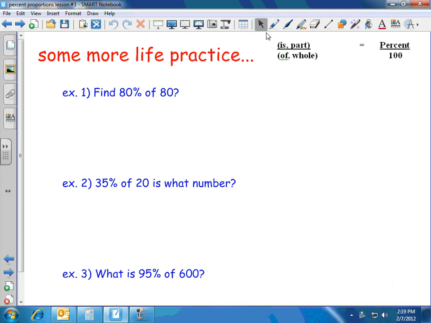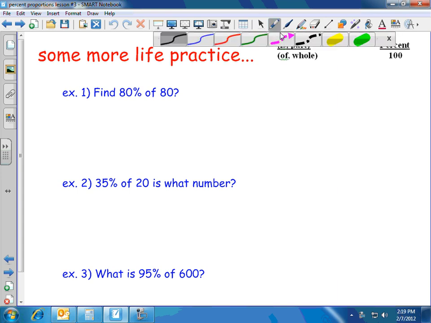Alright, so what we're trying to find here is going to be something known as a percent proportion. So we're trying to set something up so it's part to whole equals part to whole. Alright, so let's take a look at the first problem where it says find 80% of 80.